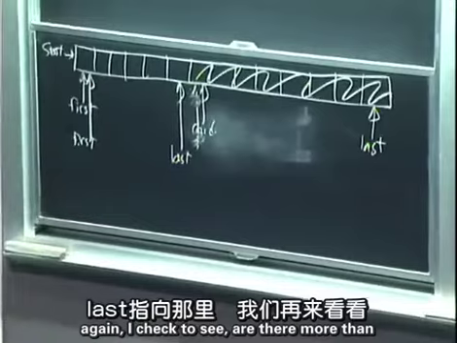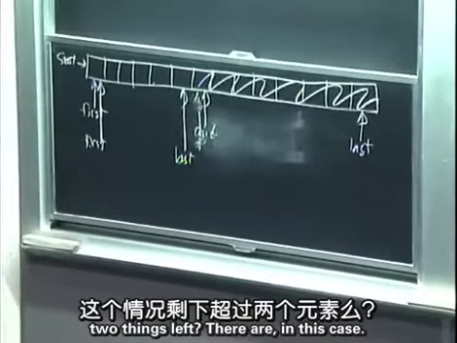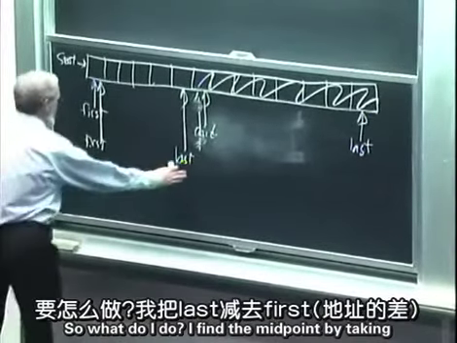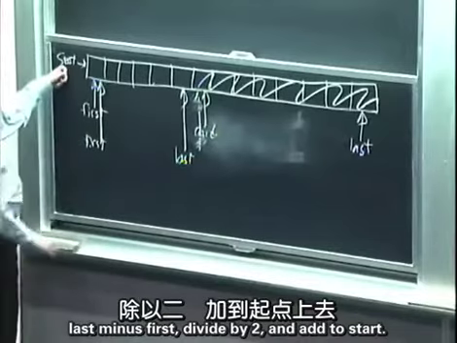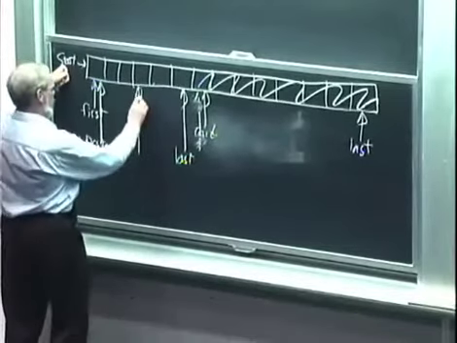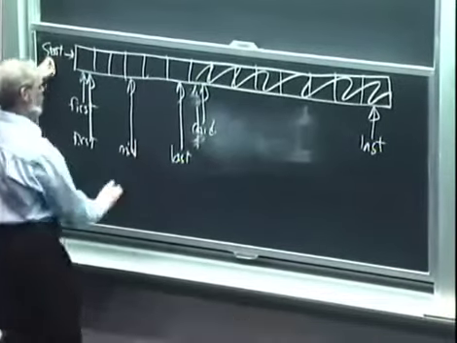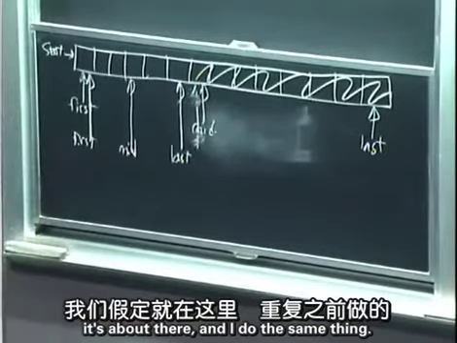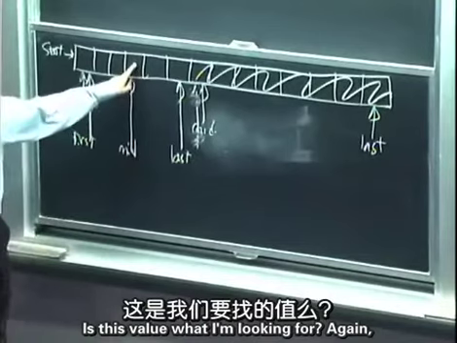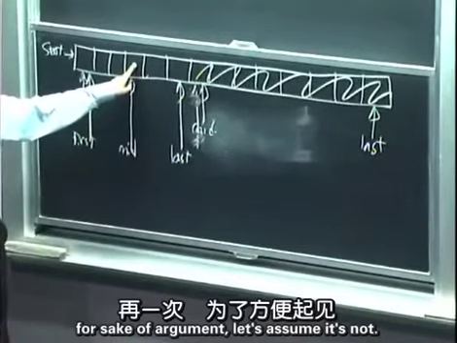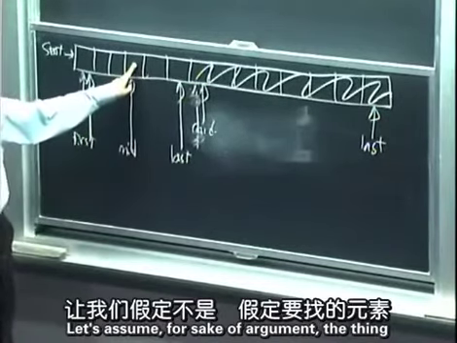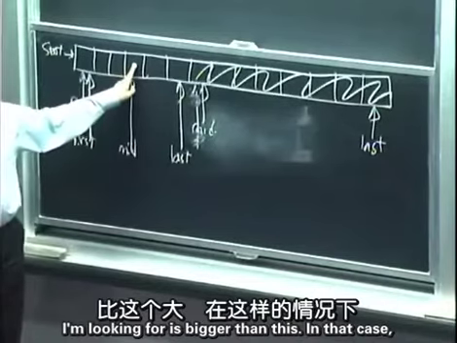Again, I check to see, are there more than two things left? There are, in this case. So what do I do? I find the midpoint by taking last minus first, divide by 2, and add to start. Just for sake of argument, we'll assume it's about there. And I do the same thing. Is this value what I'm looking for? Again, for sake of argument, let's assume it's not.